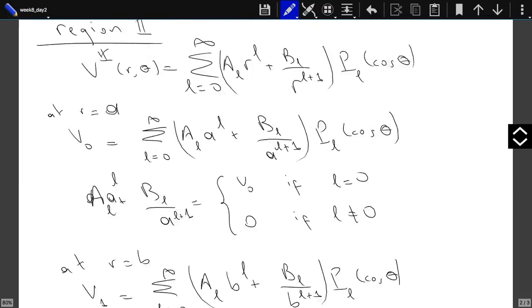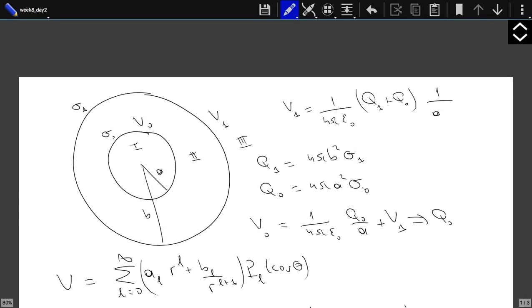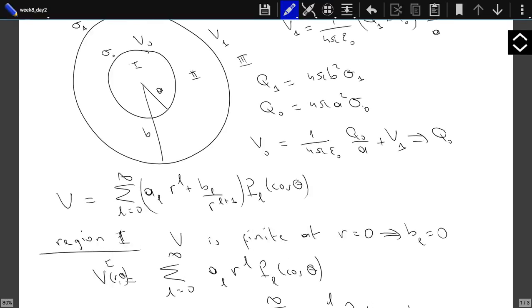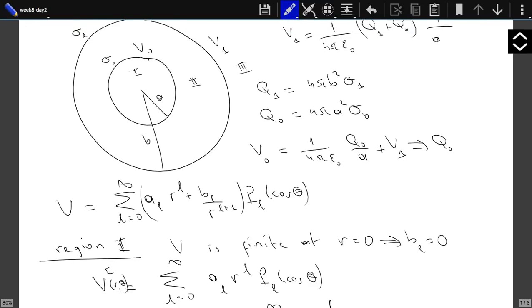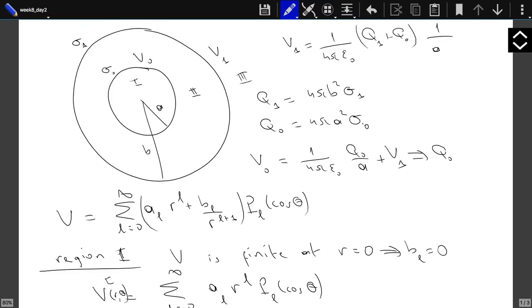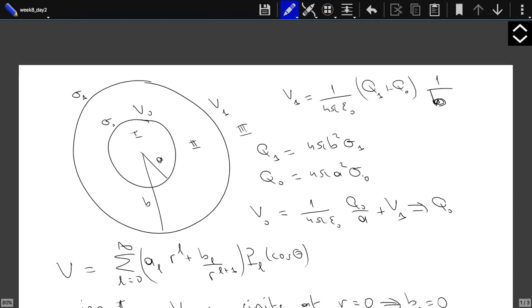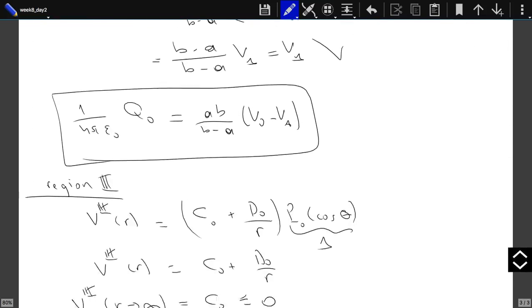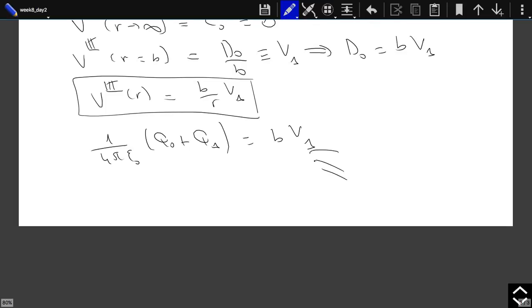Well, let's go back. No, okay. No, sorry, this is B. We were looking at V1. V1 is at this point, at a distance B. So this is basically the expression we had. This is the same thing that we wrote before.